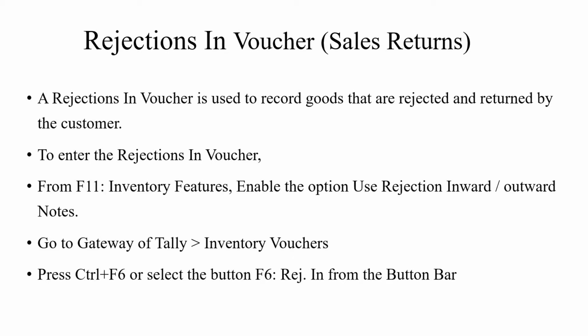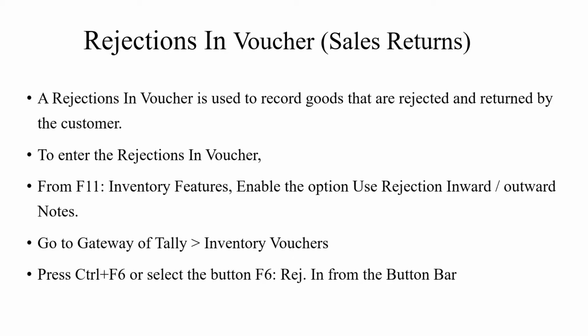Even this will not be activated. We have to do the activation. This I have already told in the rejection out voucher. Once we do the activation either for rejection in or out, both will be activated. This has to be done via Tally features or company features. There comes inventory features, where we have to enable the option use rejection inward/outward notes. Okay. Now we will see the practical part in Tally.